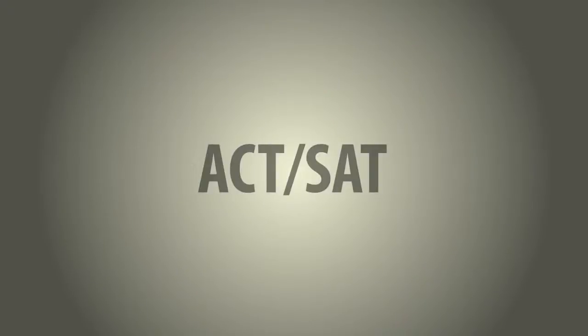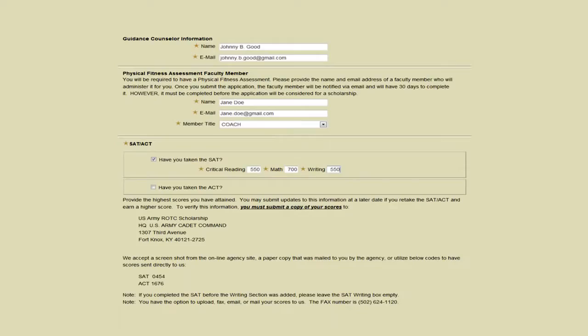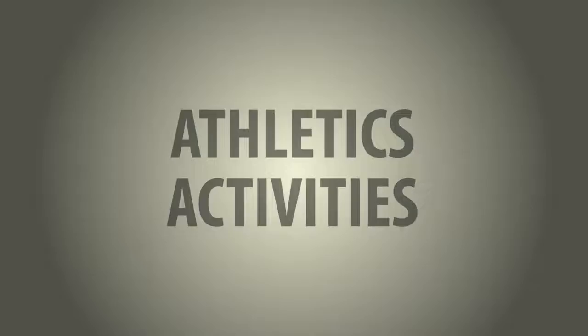Now let's talk about ACT and SAT scores. If you haven't taken a test already, make sure you register for the test using your Social Security number. This allows us to find you in the system when the board sends your scores to us. If you decide to send a screenshot of your scores from the agency's website, make sure there's no extra crazy stuff in the shot. Athletics and activities are essential.